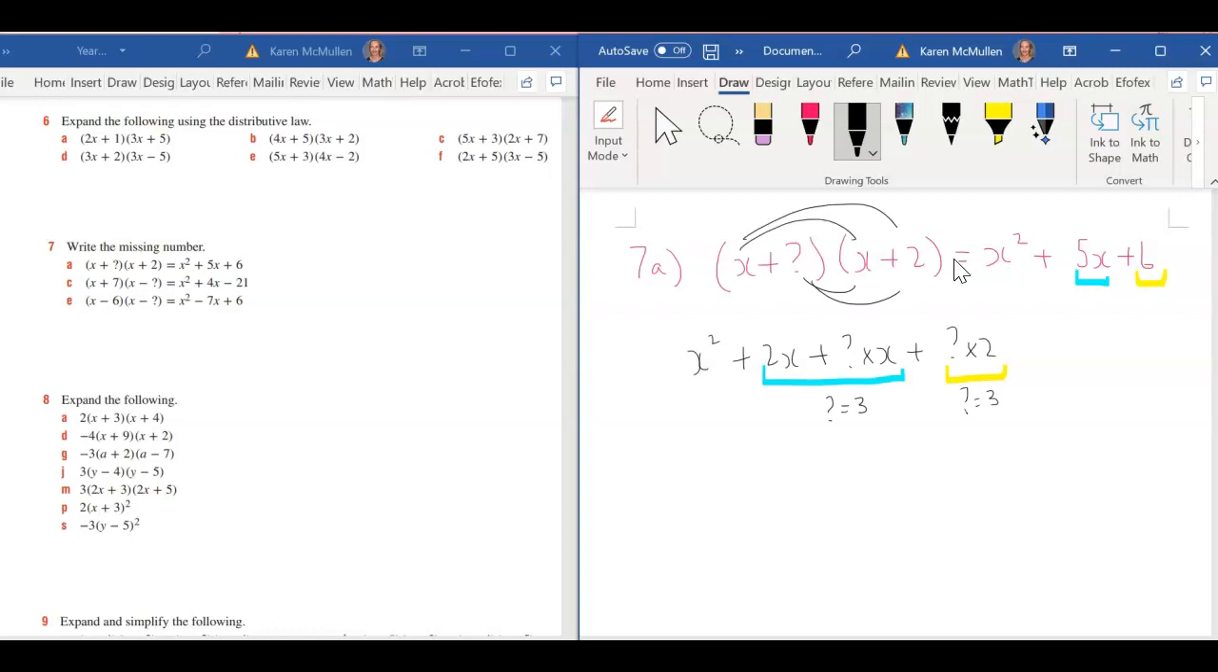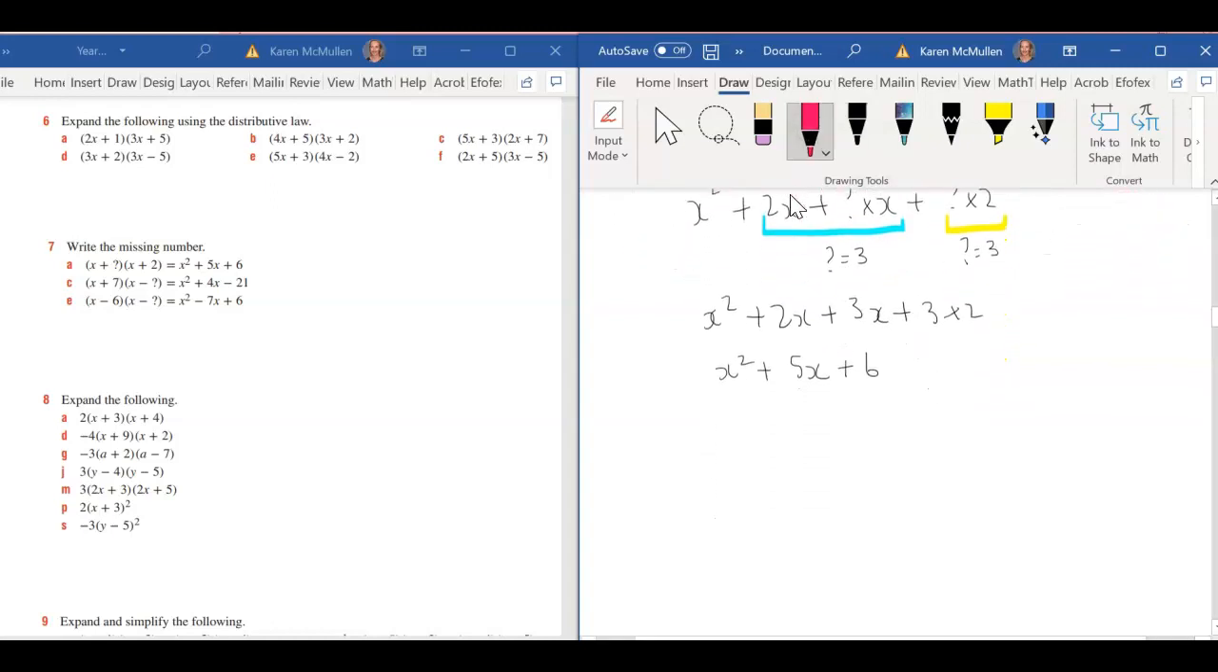So if you wanted to check, let's just do it. Alright, so we've got x squared plus 5x plus 6. Alright, and that's what we wanted to get up here. Alright, moving on to question 8.